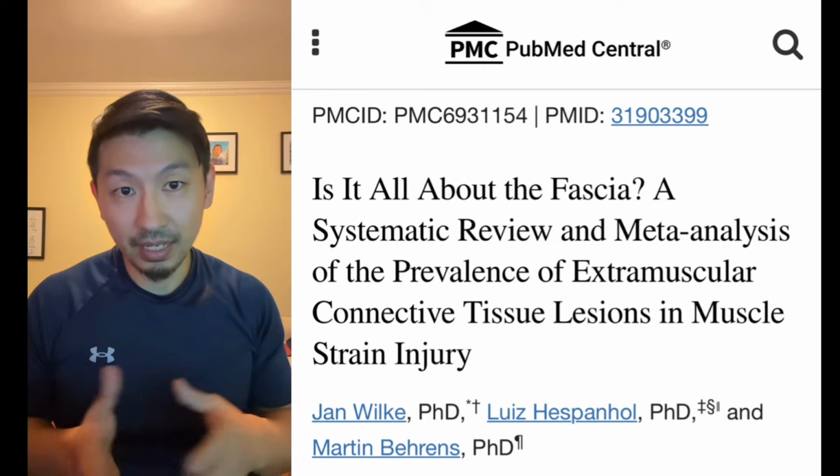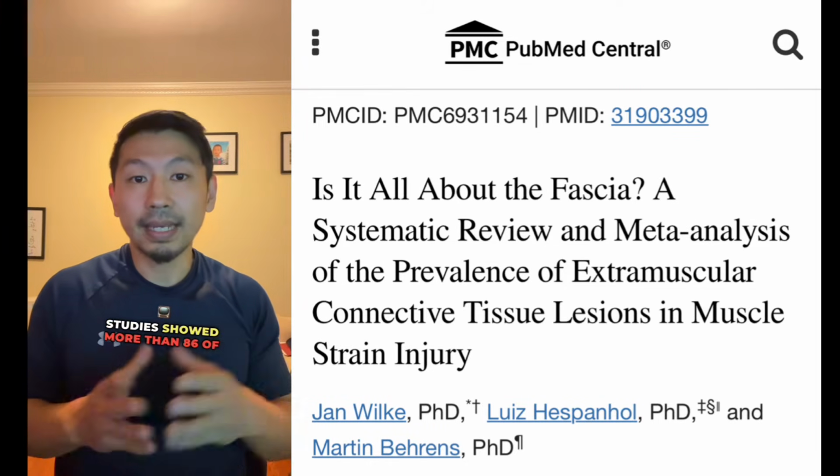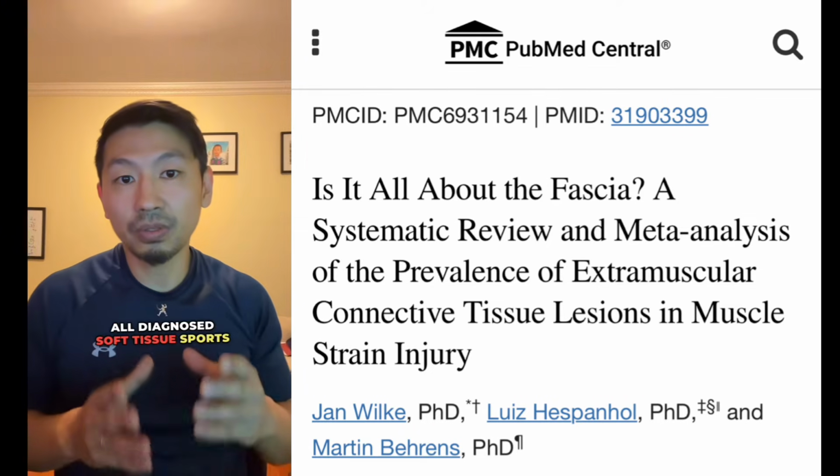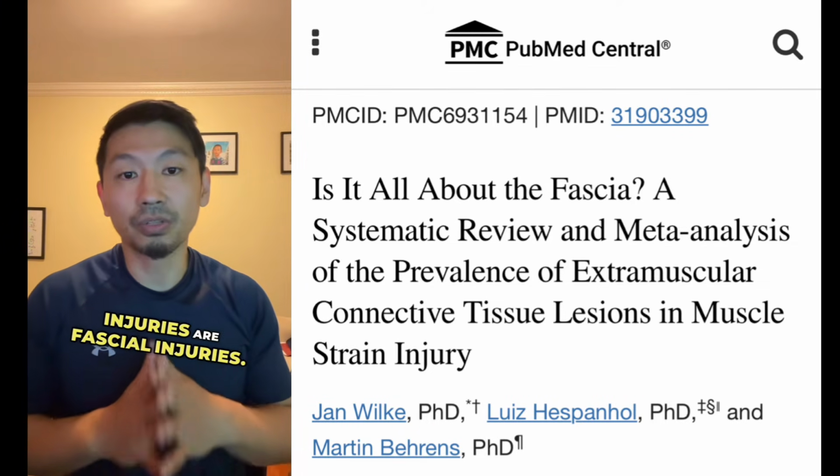If the root cause of the issue is not addressed, injuries to other body parts are often observed as they get overloaded through compensatory patterns. This is why muscle strengthening or muscle hypertrophy focus does not create the same results if the issue lies in the fascia. Studies showed more than 86% of all diagnosed soft tissue sports injuries are fascial injuries.